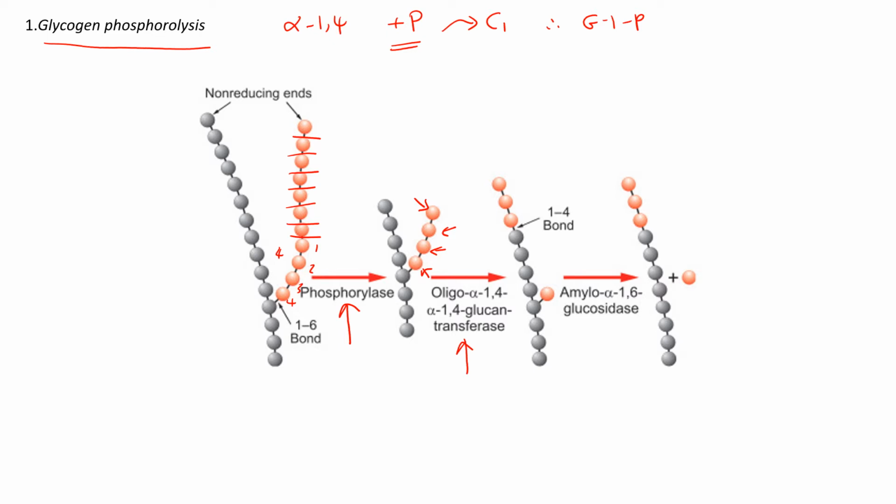oligo-alpha-1,4 glucan transferase, will separate trisaccharide from the terminal branch. That trisaccharide, also known as limit dextrin, will be transferred to the end of a neighbor branch. Di sini, it will attach via an alpha-1,4 bond. Maka tinggallah a single glucose with an alpha-1,6 bond.